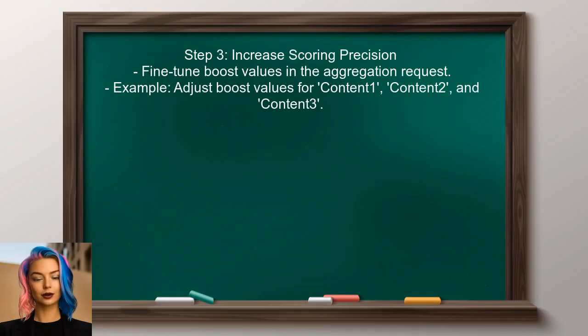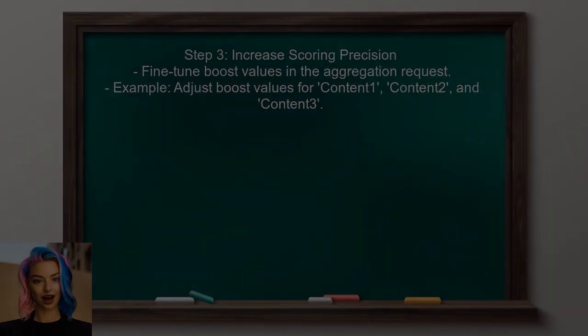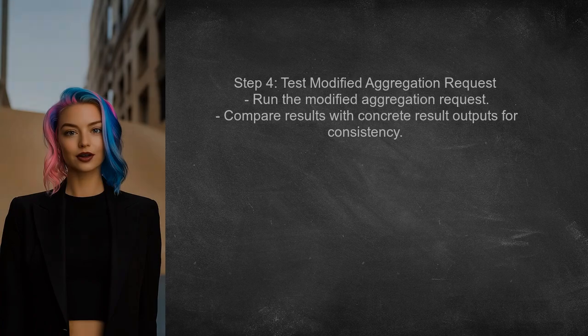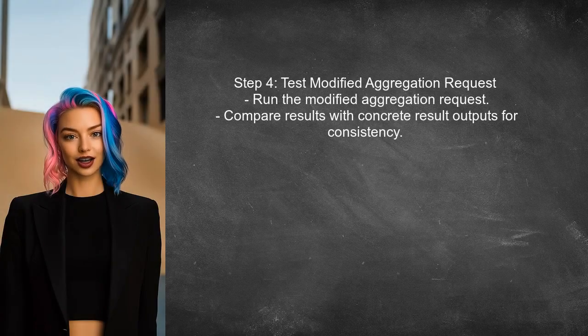Additionally, the user can increase the precision of the scoring by fine-tuning the boost values for the fields in the aggregation request. This can help in differentiating results more effectively. Finally, the user should test the modified aggregation request to ensure that the results are now ordered consistently with the concrete results. This may involve running several queries and comparing the outputs.